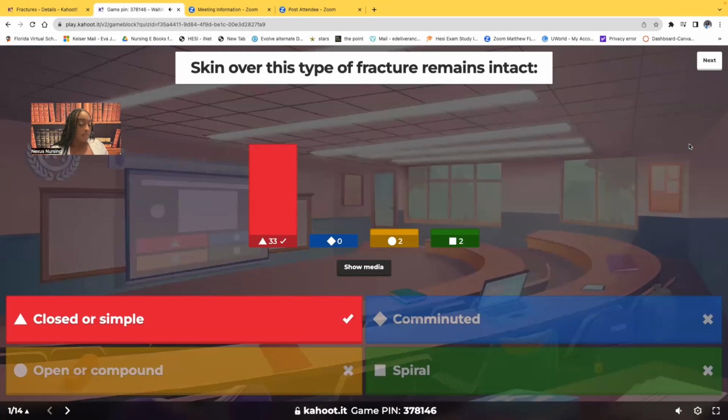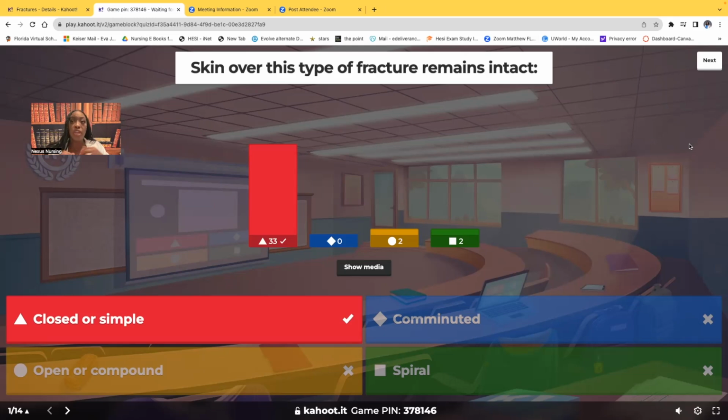All right. That's right. Closed or simple. Most of you guys got this correct. So when the skin remains intact, this is a closed or a simple fracture. Now let's talk about the other types of fractures. The other choice, which is comminuted, is when the bone fractures in little pieces, tiny little fragments. Open or compound is when that bone breaks, but it protrudes through the skin.